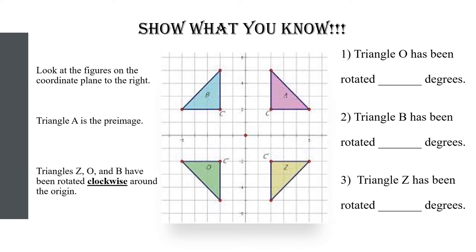Okay, so going clockwise, I'm going to start at A. I'm going to go in this direction, triangle A, and I'm rotating clockwise. So triangle O would have been rotated 180 degrees. Triangle B would have been rotated 270 degrees. And triangle Z would have been rotated 90 degrees. All these rotations again were around the origin and we were rotating clockwise.